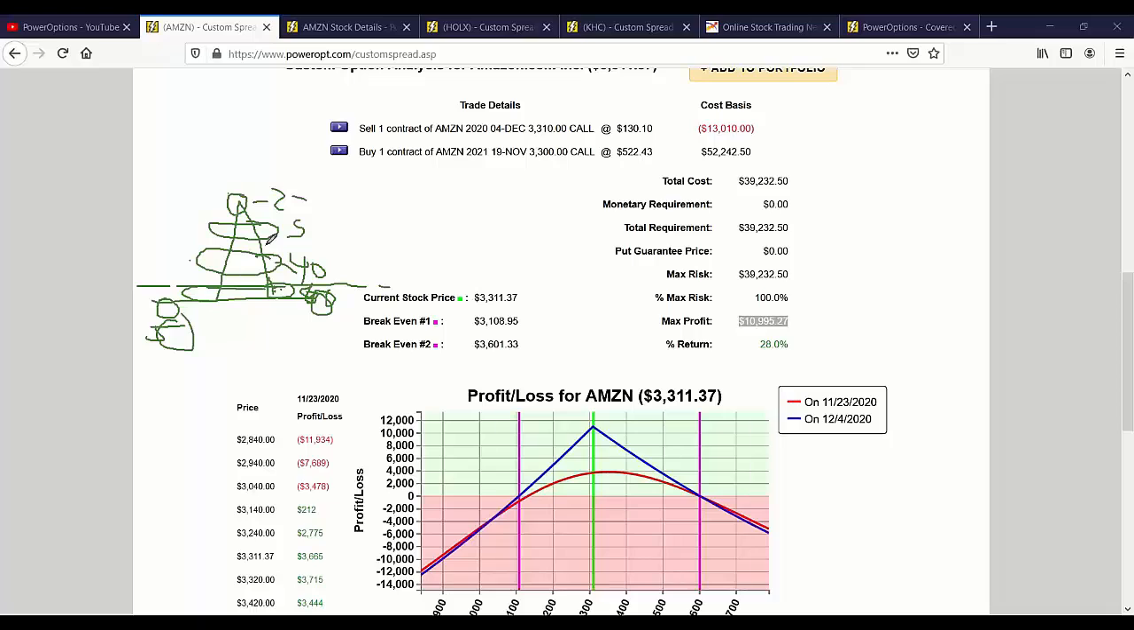No one would enter a butterfly that I know of, that I've talked to over the years, with the expectation of just opening the trade and yes, my stock's going to trade right here. As it moves up, they're going to roll the short call. They're going to move the long call. They're going to move these legs. They're going to constantly be adjusting the position.